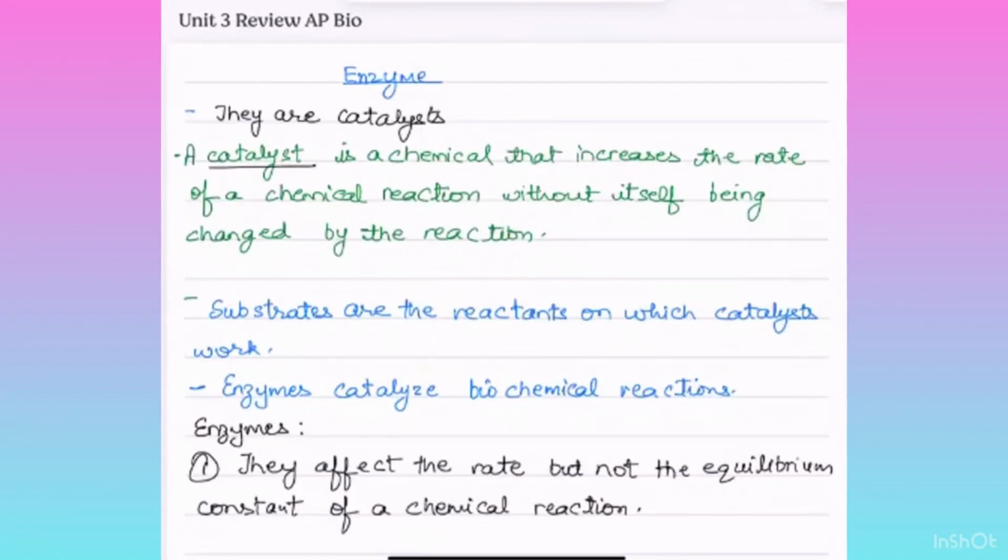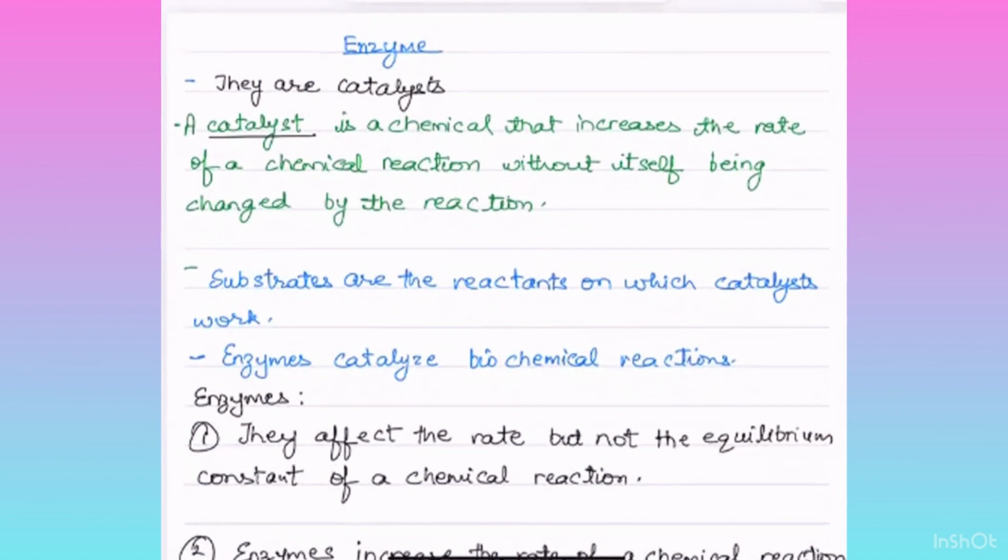Hello, AP Bio aspirants. So this is a Unit 3 review, and we are going to start with cellular energetics. There are some subtopics, for which the first subtopic is enzymes.